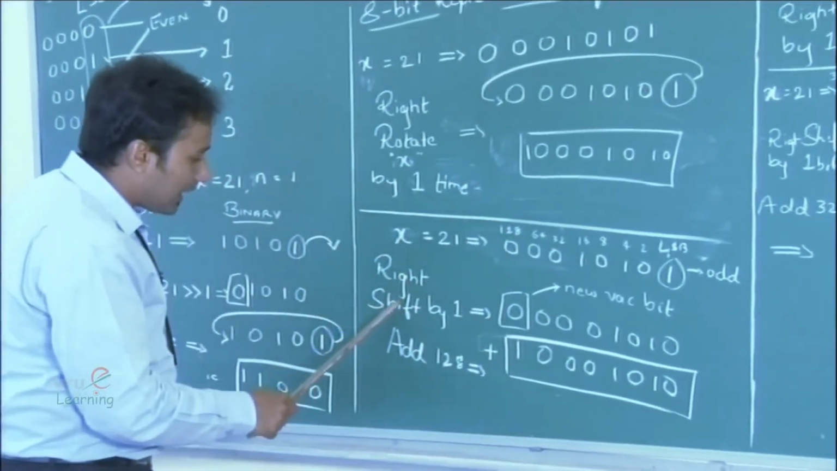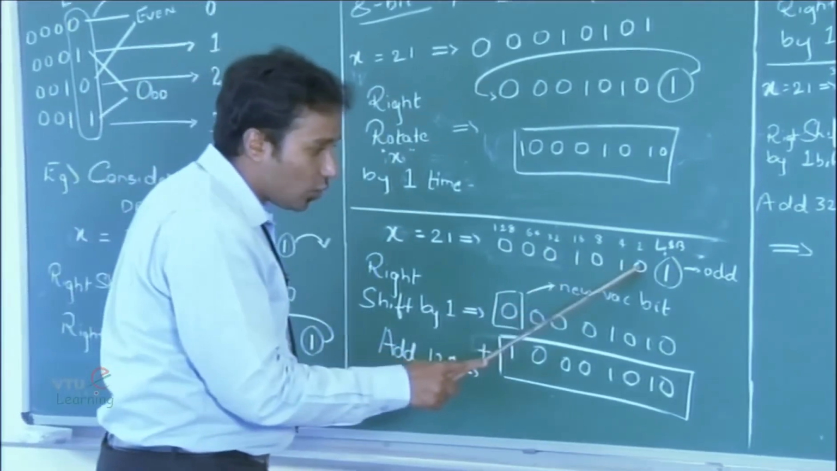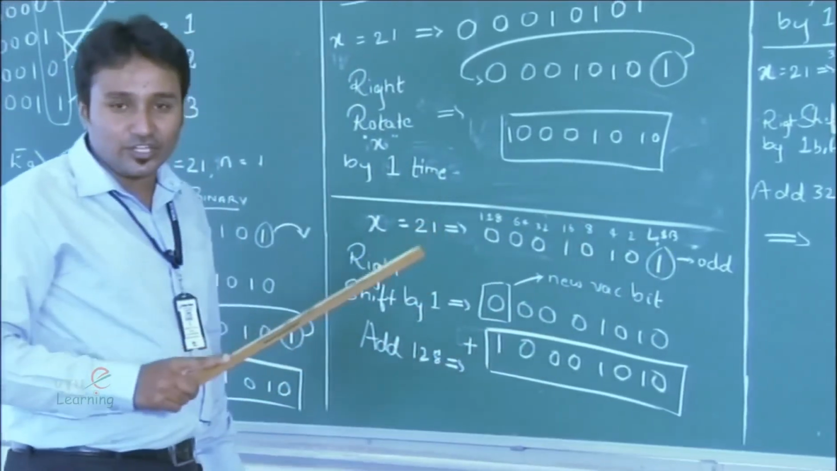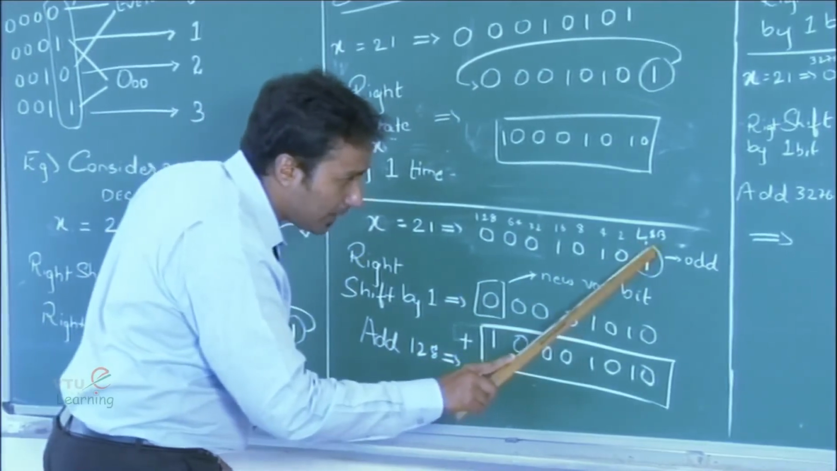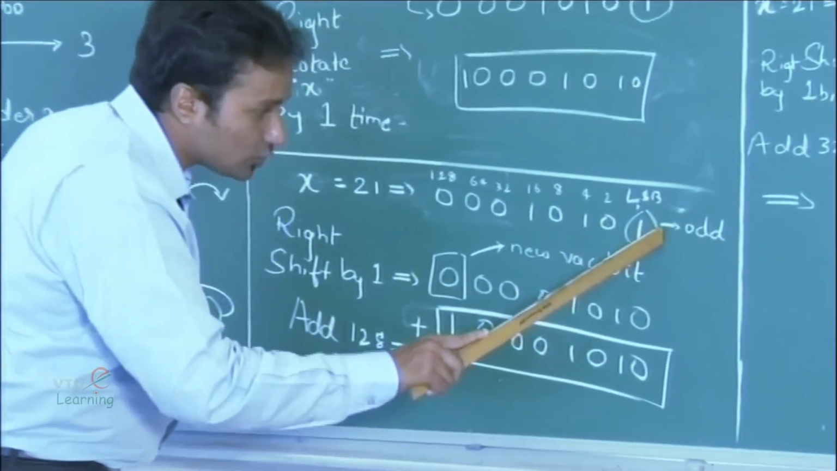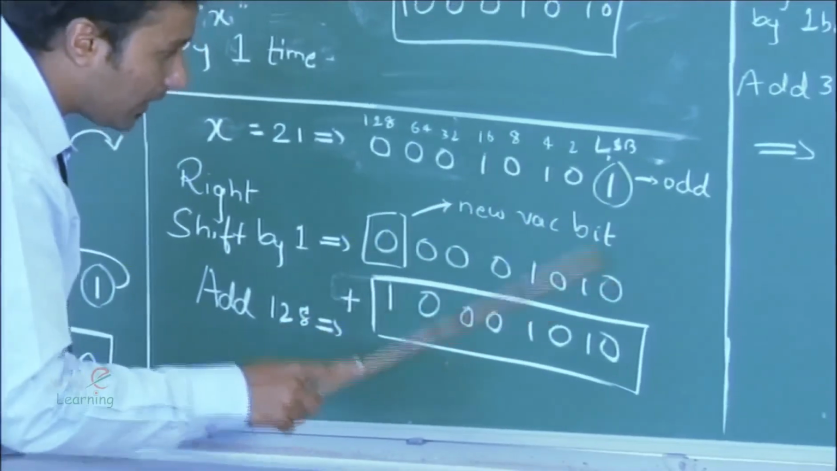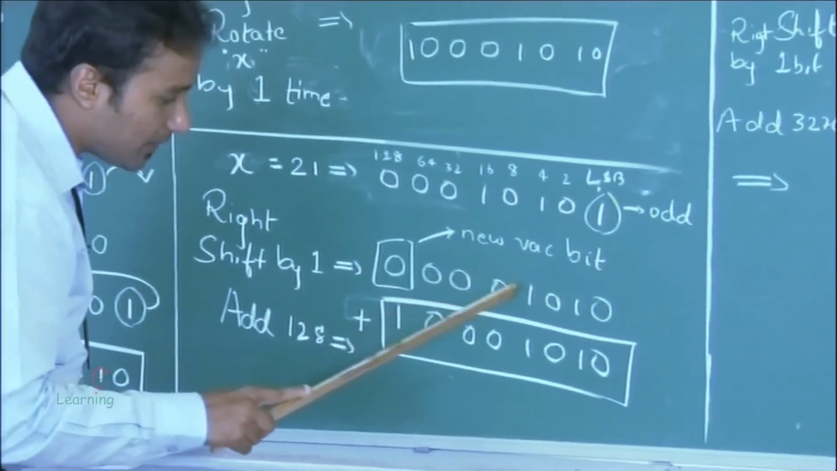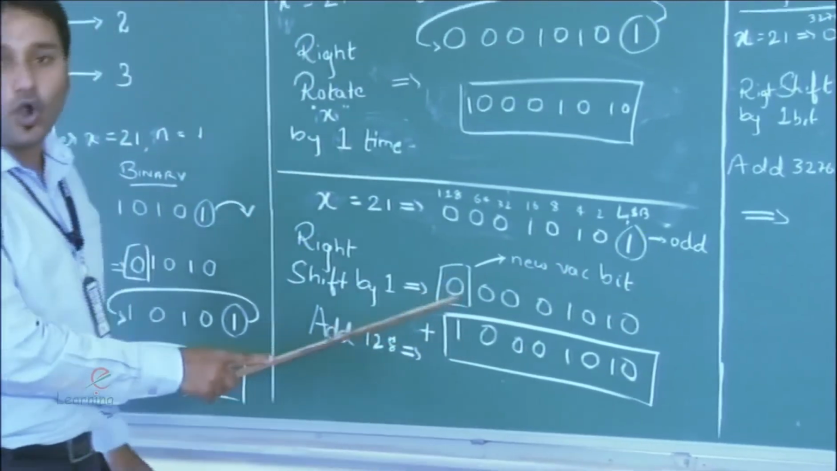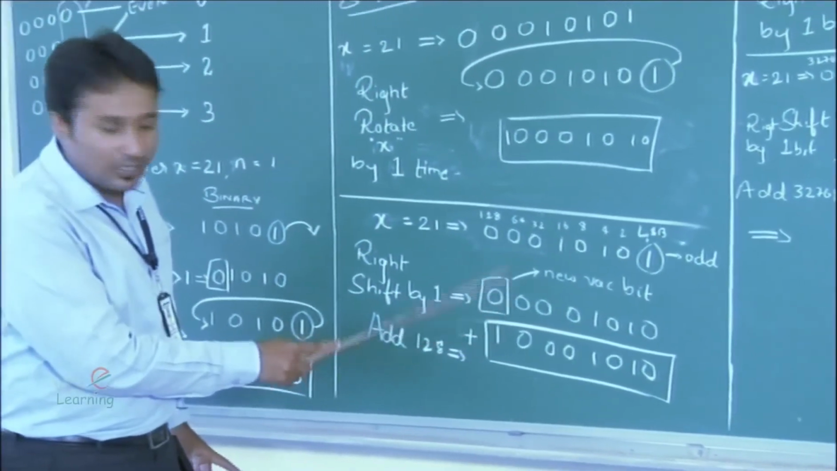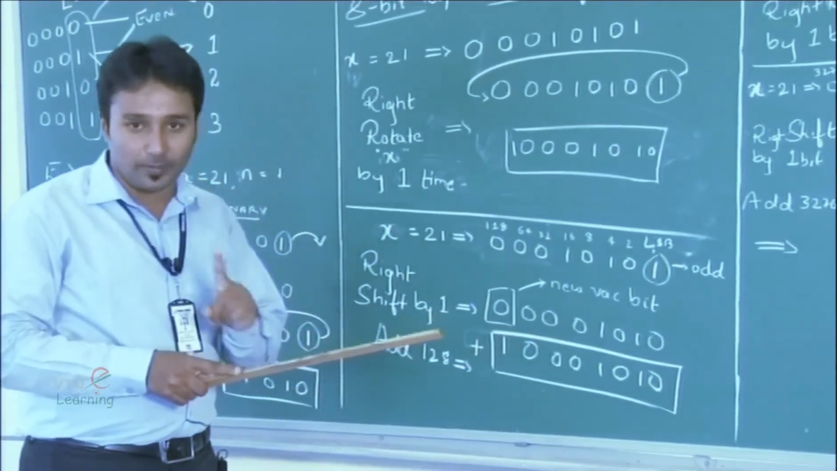We want to right shift the given number 00010101 by 1 bit. So when we right shift this number by 1 bit, the last 1 goes out and 1010 will be the left out number with 3 zeros before that, and the new vacant bit will always be filled with 0. Thus, this is the number obtained after shifting by 1 bit.